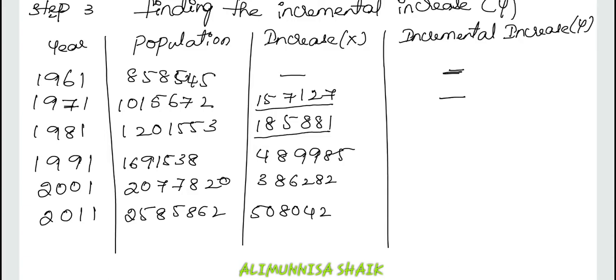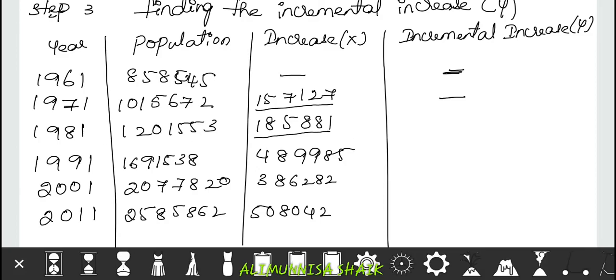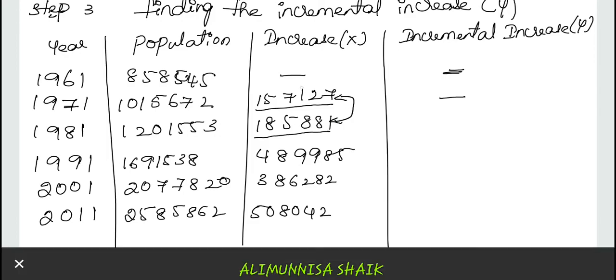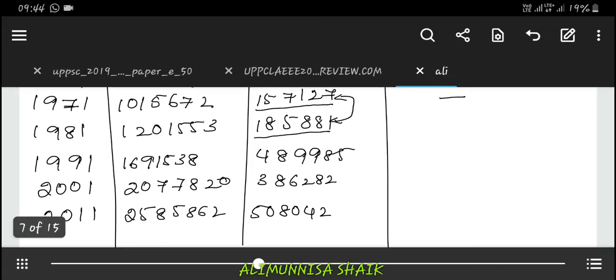When we want to calculate the incremental increase in the year 3, in the year 3 we will be deducting the values of 1991 and 1981 as we did over here. So, we will be deducting the values this one and this one. From larger value we will be deducting the smaller value.